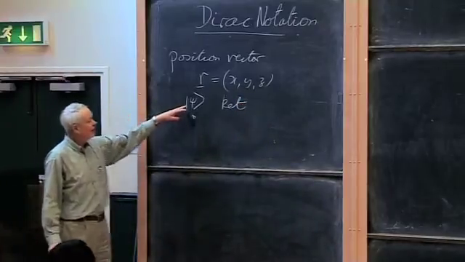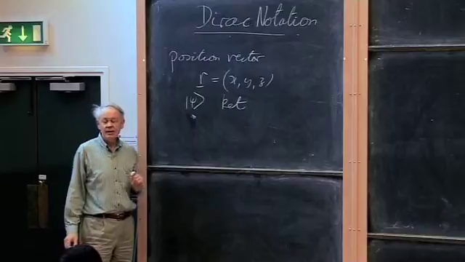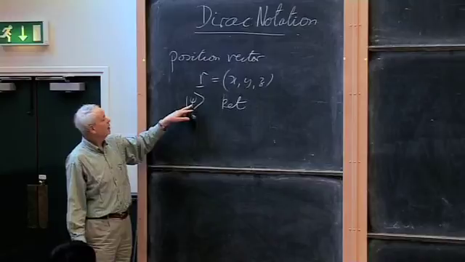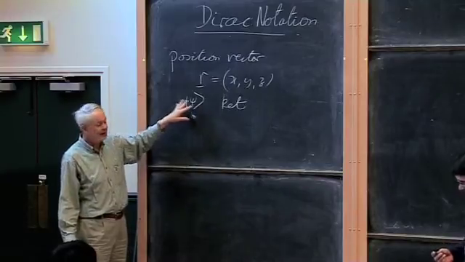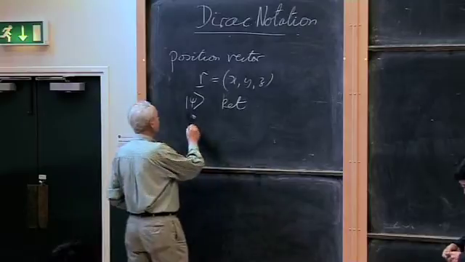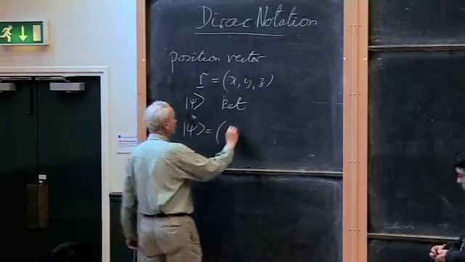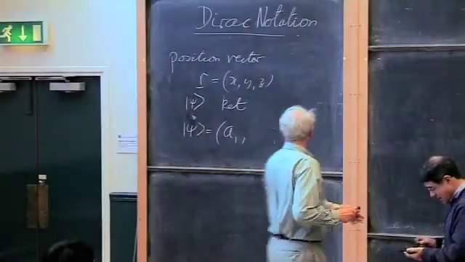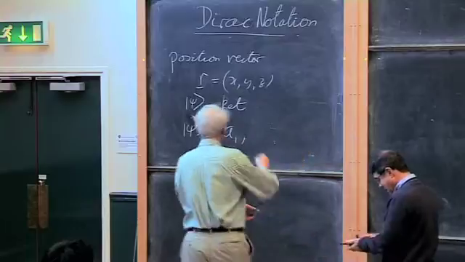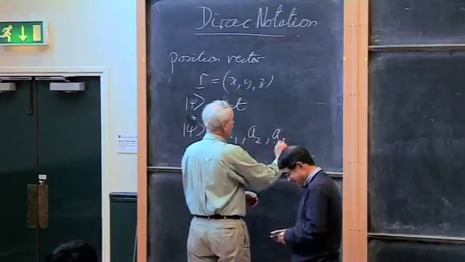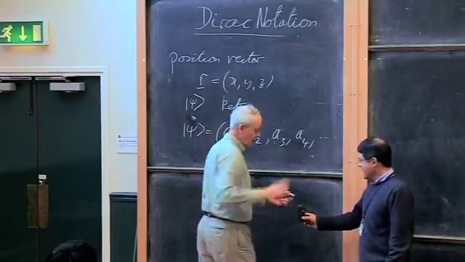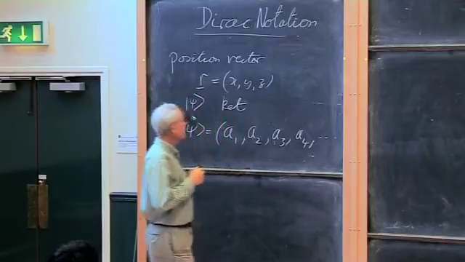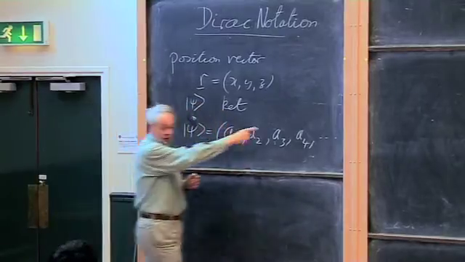This symbol stands for the dynamical state of our system, and you can think of it symbolically as standing for A1, A2, A3, A4, dot, dot, dot. We don't know how many quantum amplitudes we need in order to characterize our system, so it just goes dot, dot, dot.